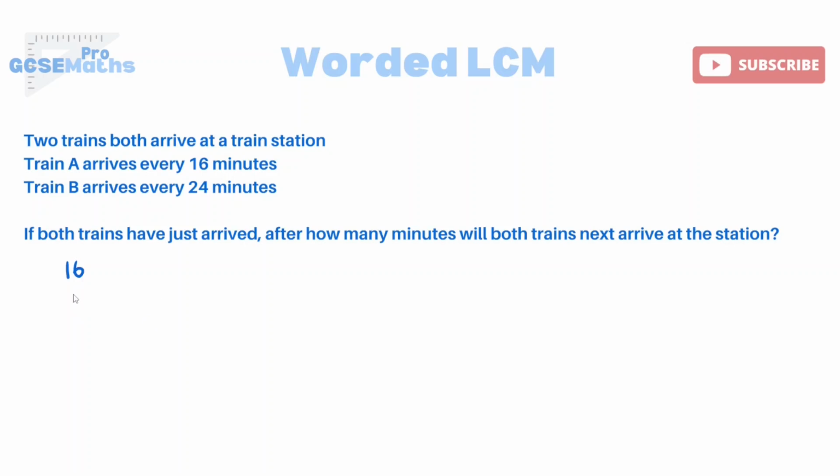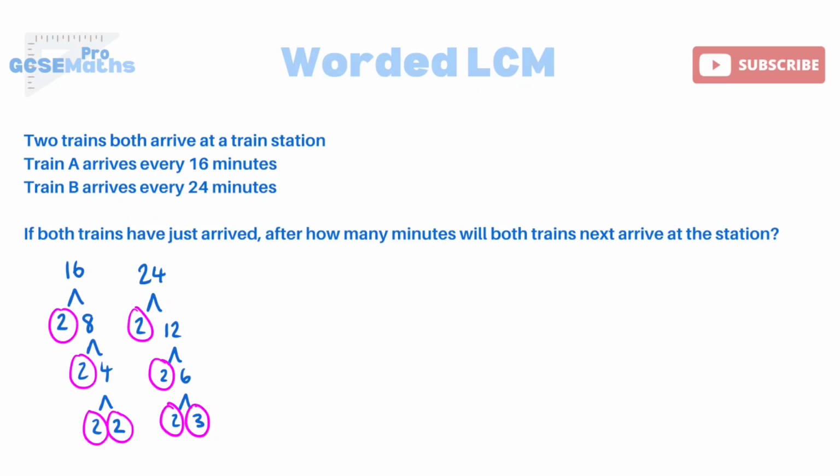So I break down 16 into the product of its prime factors. So I can just go with 2 and 8, then 2 and 4, and then 2 and 2. And for 24, again I'm going to use 2 to get 12, 2 again to make 6, 2 again to make 3. So those are all my prime factors for both numbers. Then we need to get the Venn diagrams.